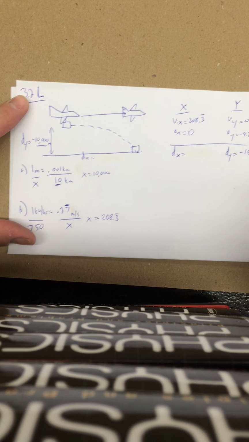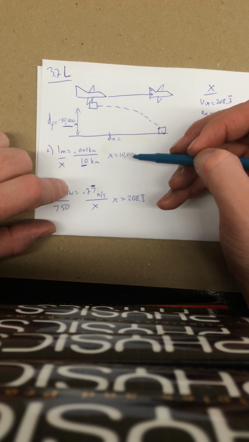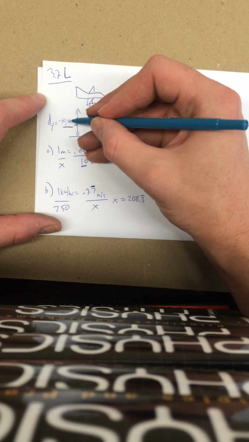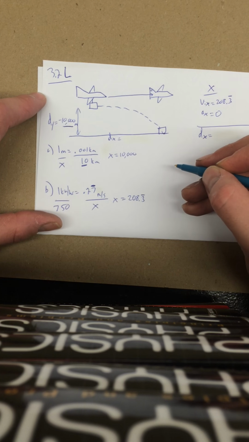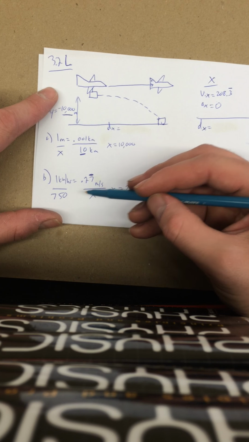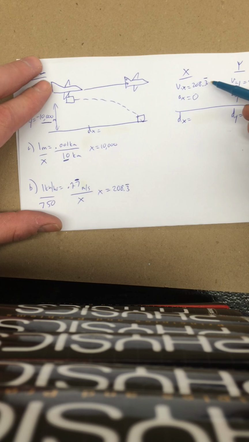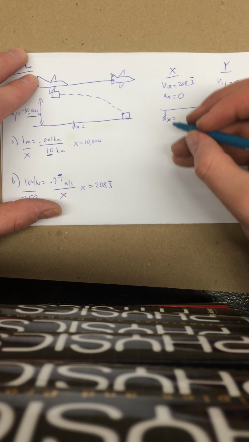Let's take a look at some of our givens. We had to convert in the beginning. It says you're 10 kilometers in the air. You have to convert that, and it comes out to be 10,000. So dy is equal to negative 10,000. And this is how you convert 750 kilometers per hour to meters per second, which I put here.